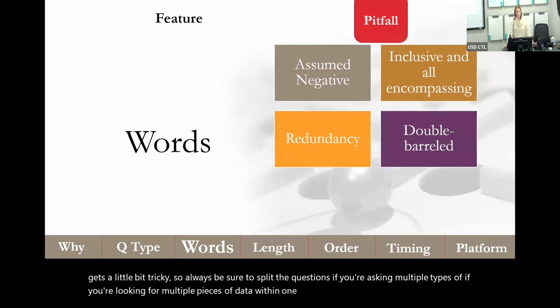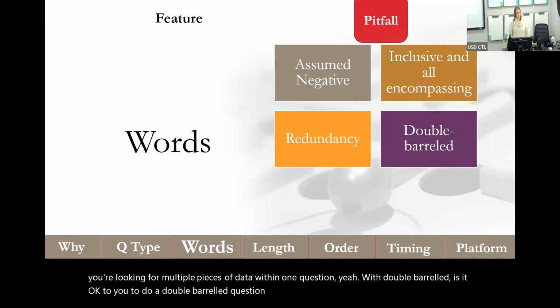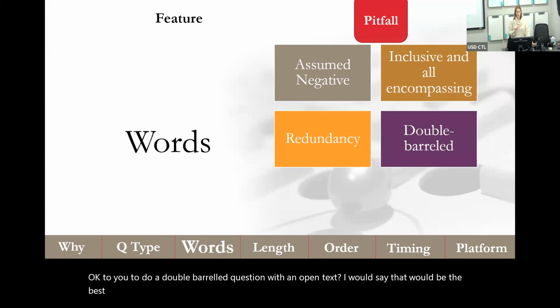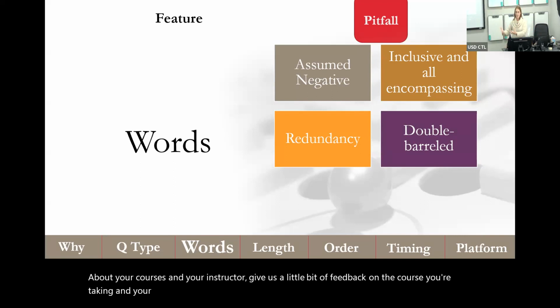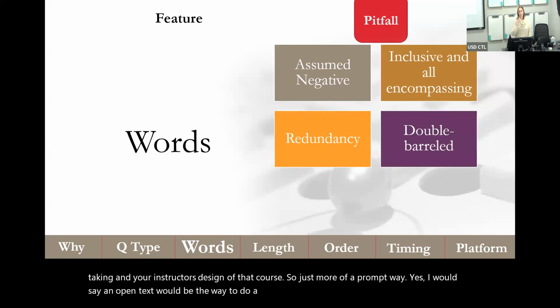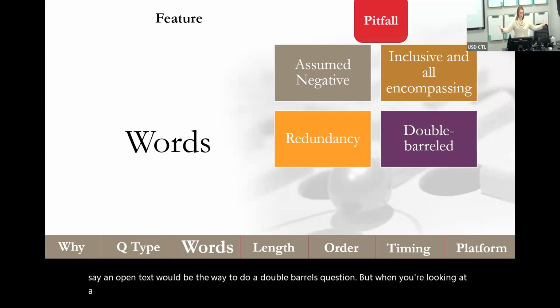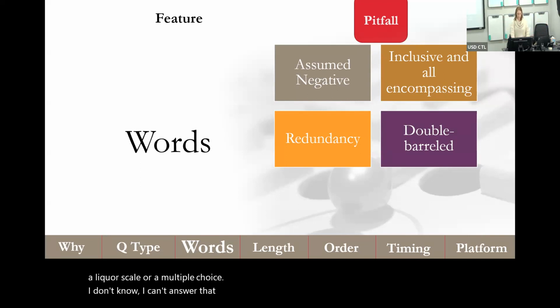I have a question. With double-barreled, is it okay to do a double-barreled question with an open text? I would say that would be the best way to do a double-barreled question. You sure can, if it's more of a prompt, like, hey, we're gonna talk about your courses and your instructor. Give us a little bit of feedback on the course you're taking and your instructor's design of that course. So just more of a prompt way, yes, I would say an open text would be the way to do a double-barreled question. Okay. But when you're looking at a Likert scale or a multiple choice, I don't know, I can't answer that question. Great question.